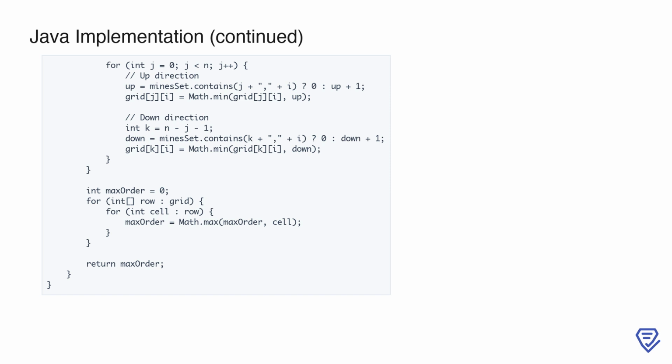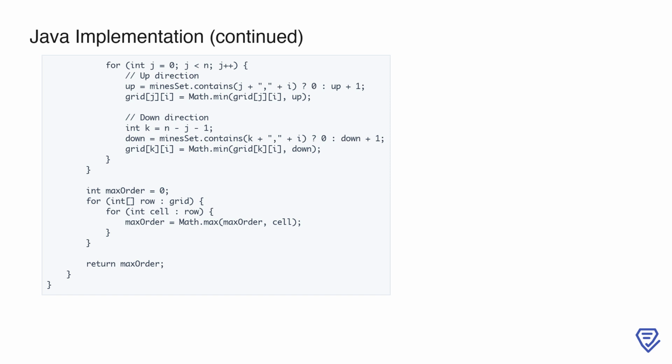Similarly, for the down direction, we iterate upward from the bottommost row, using the same logic to update the grid. After processing all four directions, each cell in the grid holds the size of the smallest arm it can extend, effectively representing the order of the largest plus sign centered at that cell.